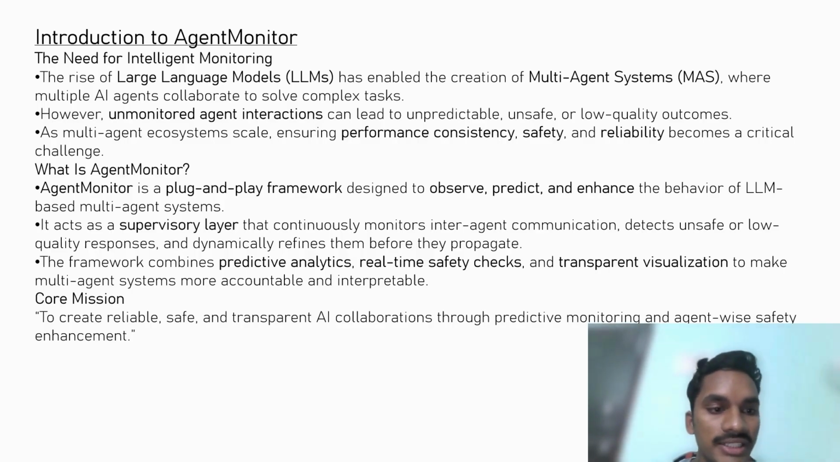With the rise of large language models, we have seen the growth of multi-agent systems where multiple AI agents collaborate to complete complex tasks, for example, coding, reviewing, and optimizing programs together. However, one major problem is that these agents often act independently without proper supervision. If even one agent produces an unsafe or low quality response, it can propagate errors through the system and affect the final output.